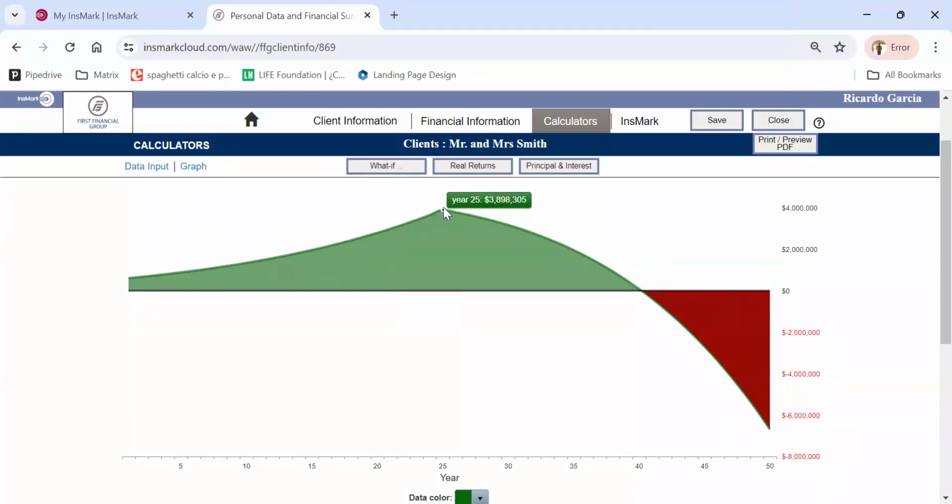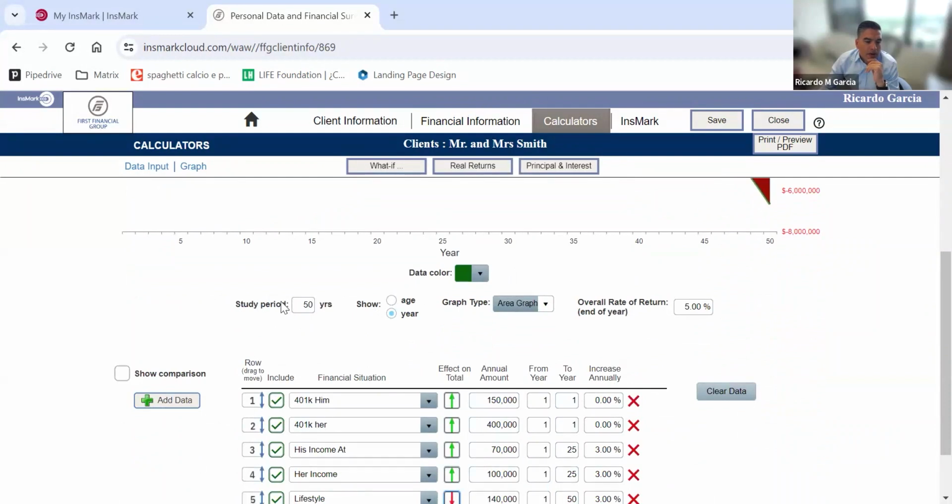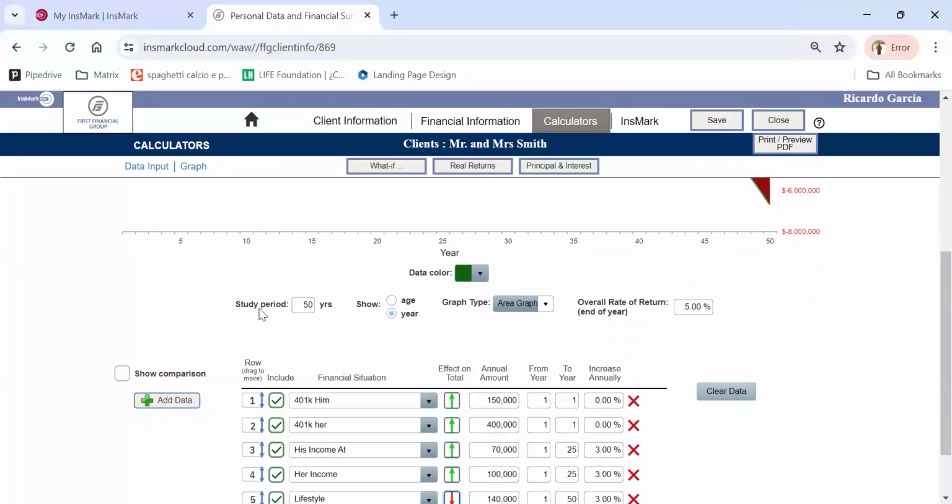Okay, so even though you put in that they're age 50 currently, that's the study period. I'm sorry, I thought that was the age. So you can do either age or years. I always do years, study periods. Okay, years helps me. I missed that. Yeah, so you can do it both ways.